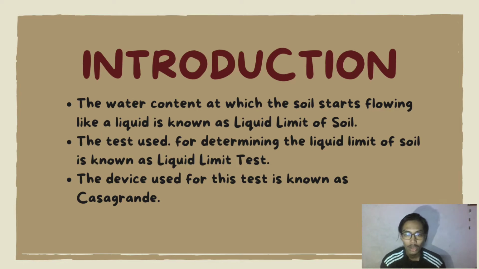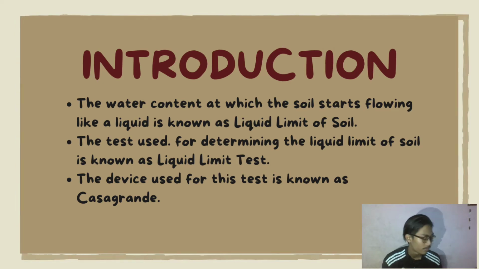Introduction. The water content at which the soil starts to flow like a liquid is known as the liquid limit of soil. The test used to determine the liquid limit of soil is known as a liquid limit test. The device used for this test is known as a Casagrande.